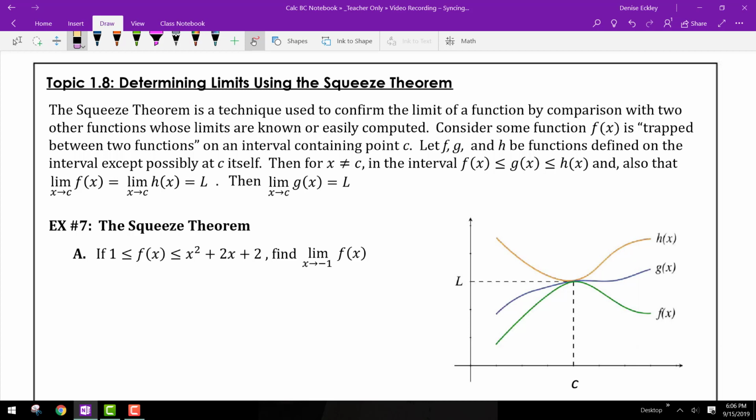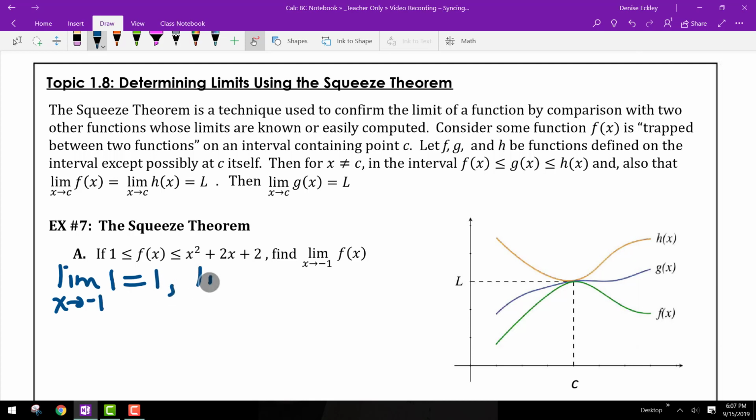So here's what we do. Since we want to find the limit of f of x as x approaches -1, we know the limit on the left is 1 because the limit of a constant is a constant. So we want to make sure that the limit on the right, the parabola, is also 1. That would mean if f is between them, it forces them by squeezing together that f has to have the same limit. So writing this down, we know the limit as x approaches -1 of 1 has to equal 1 because it's a constant.